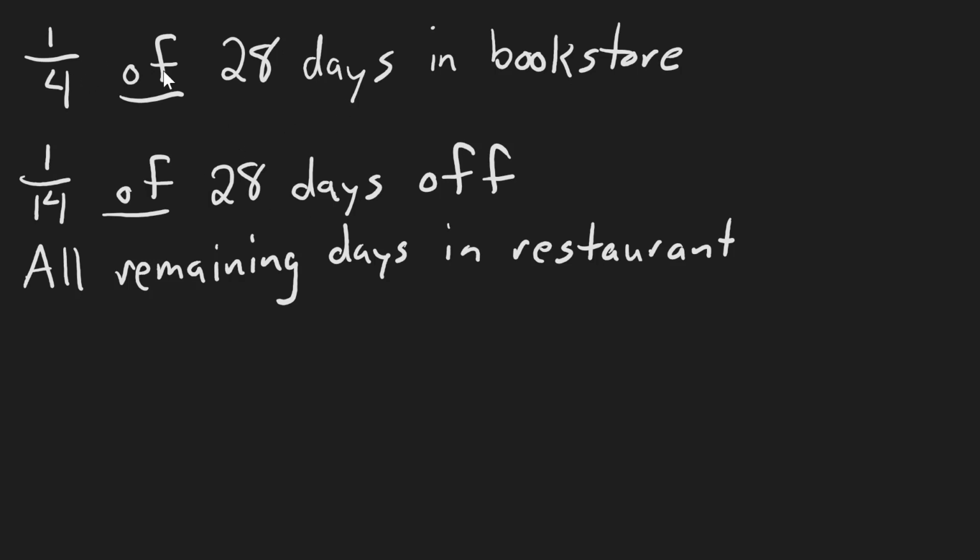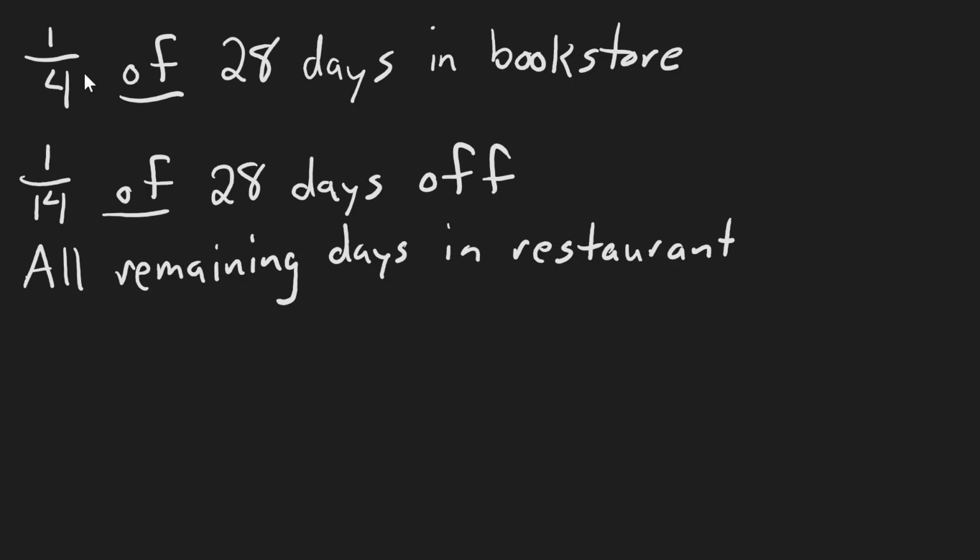We spent 1/4 of our 28 days working at the bookstore. We spent 1/14 of our 28 days off, and we spent all the remaining days working at the restaurant. We need to figure out how many days we worked at the restaurant. So thinking about this strategically, if we can figure out how many days we spent working at the bookstore, how many days off, then we can figure out how many days we worked at the restaurant. It's just the rest of the 28 days.